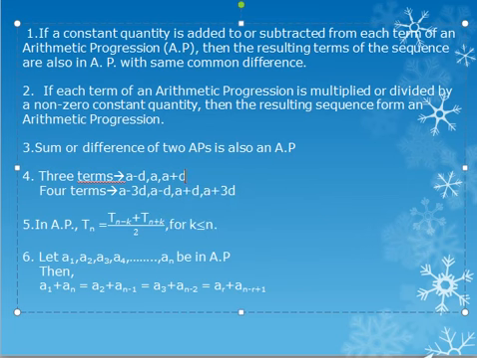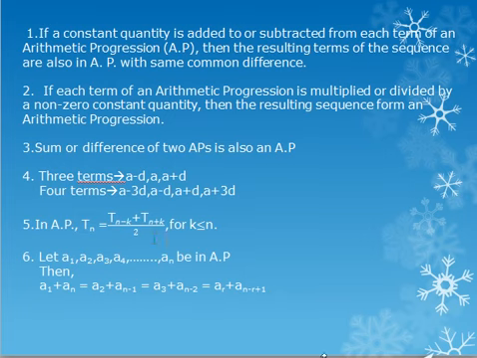Now let's go to the 5th property. In an AP, Tn equals (Tn minus k plus Tn plus k) by 2, for k less than or equal to n. Now this formula over here is useful for solving problems, and the arithmetic mean, 2b equals a plus c, also came from here and originated from this formula. So let me show you how the arithmetic mean actually came from here.